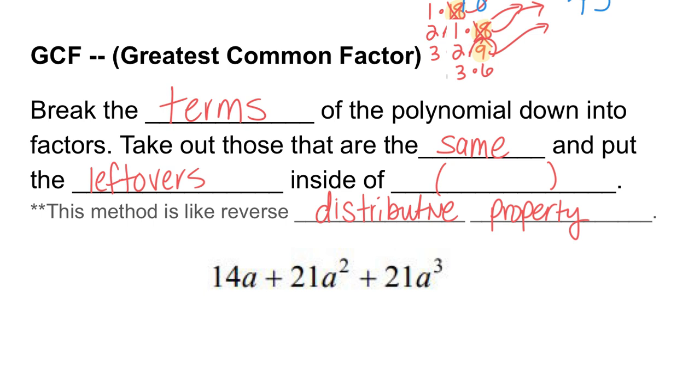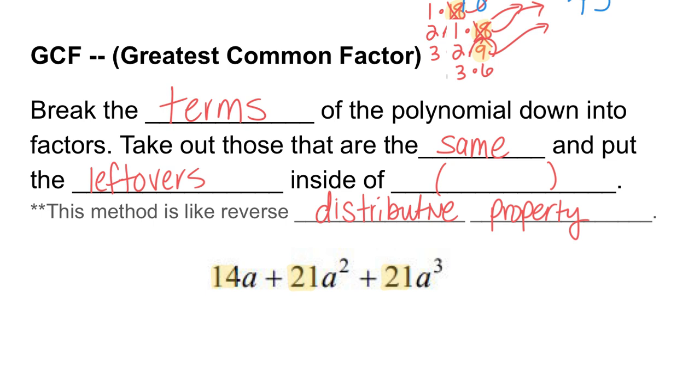Okay, so down here at the bottom I have 14a, 21a squared, and 21a to the third. And so when I want to find a GCF for this, the first thing I want to focus on is the number portion only. So I'm going to focus on the 14, the 21, and the 21. So I need the biggest number that will evenly divide into those three numbers. So what's the biggest number that goes into 14 and 21 and 21?